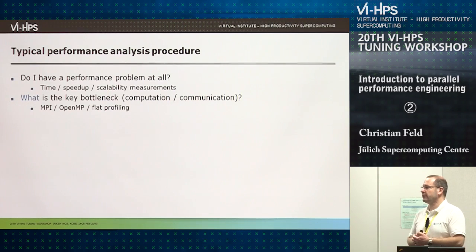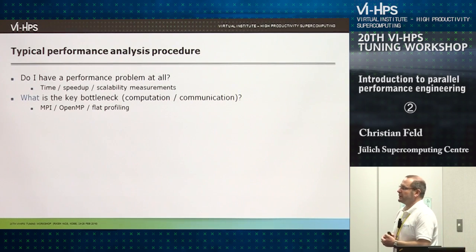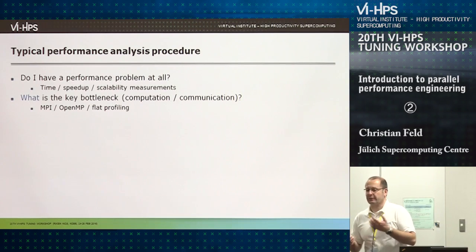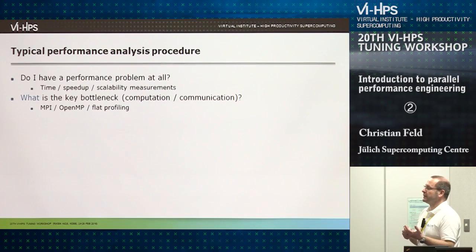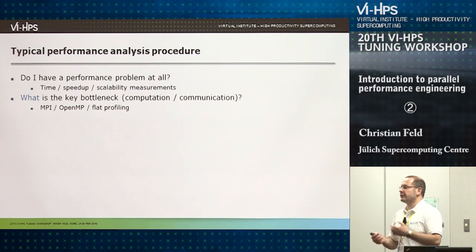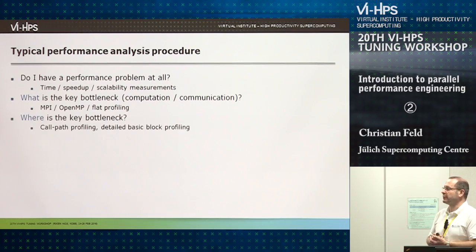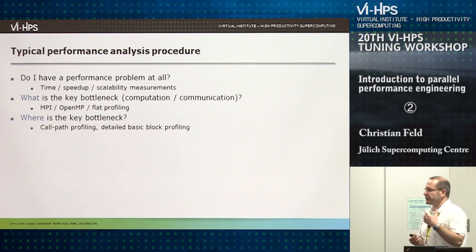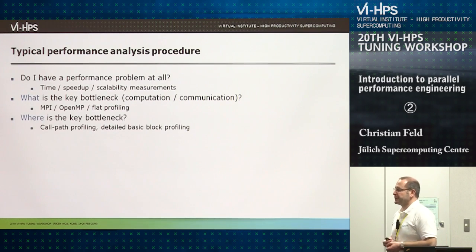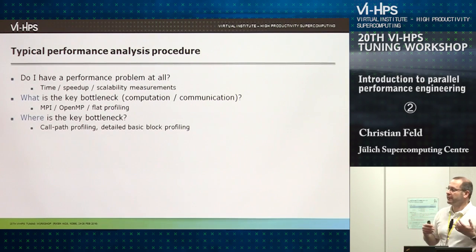If you have a bottleneck, you need to find out what the bottleneck is. Is it more a computation or more a communication bottleneck? Is it MPI, OpenMP? Therefore you can, for example, use a flat profile to quickly see where the problem is. When you want to see where the key bottleneck is, you can do some call path profiling, where you get the execution context.